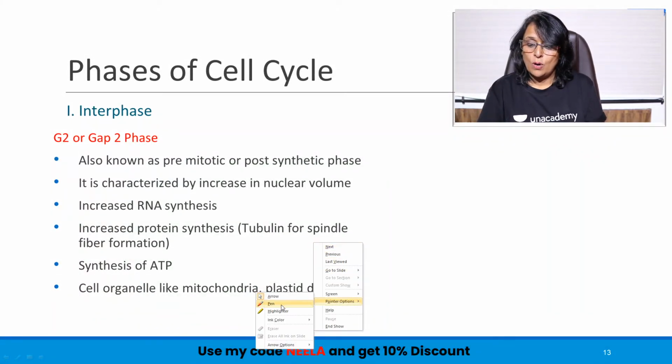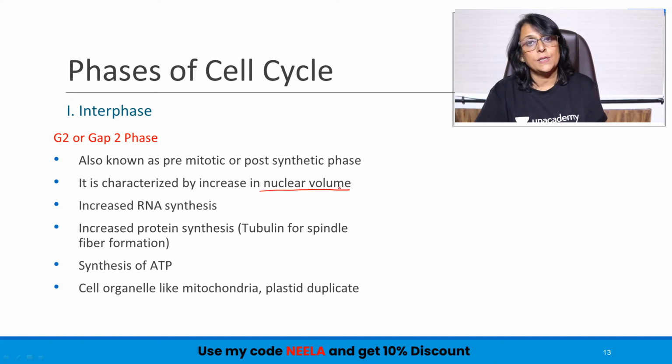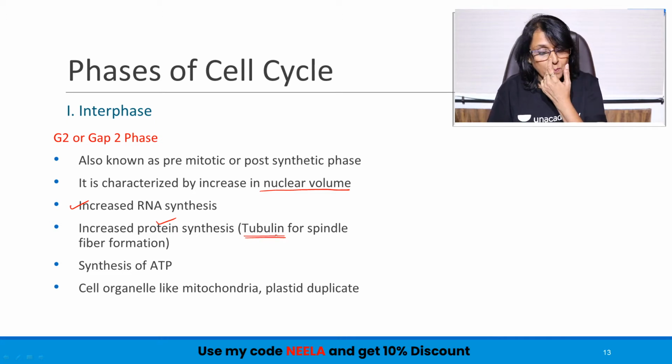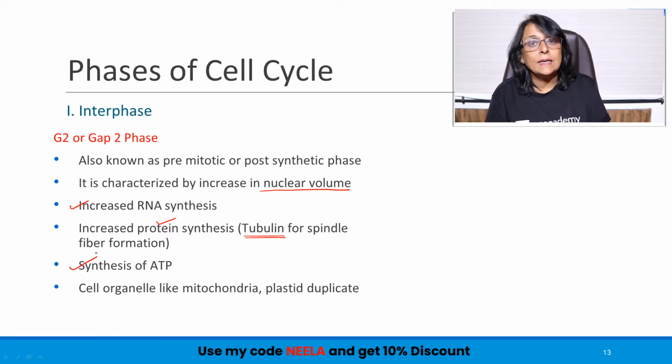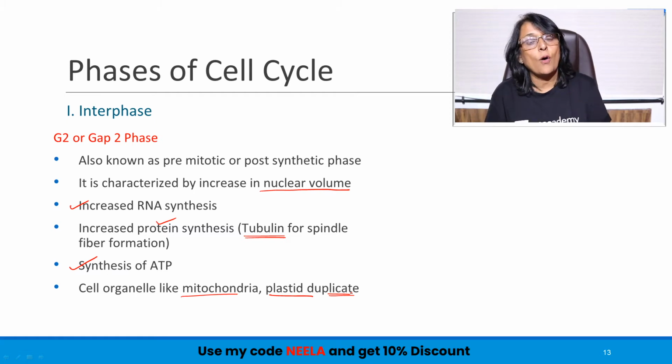G2 or gap 2, what are the changes which are taking place here? Here the nuclear volume increases. In gap 1, the cell size increased. In gap 2, the nuclear volume increased. RNA synthesis, protein synthesis, the protein is tubulin, which is required for spindle fiber formation. ATP has to be formed, and the cell is going to divide now. So organelles should also duplicate, so that both the daughter cells get a sufficient number of organelles. And when those daughter cells grow in G1, they'll get more and more organelles made. But in the initial division, they should have some organelles in them, so that the basic functions can take place.